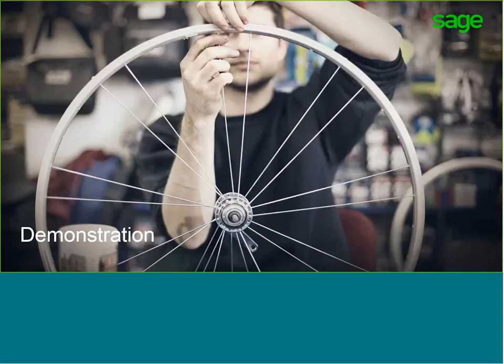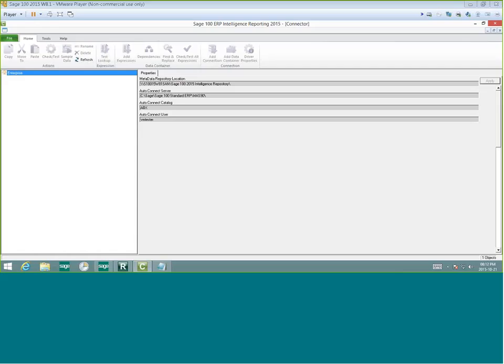So I'm going to go ahead and get into the demonstration now. Give your screens a chance to adjust. And this is actually the Sage 100 ERP Intelligence Reporting 2015 connector module. Now I'm going to briefly come down to the bottom tray here and show you that.